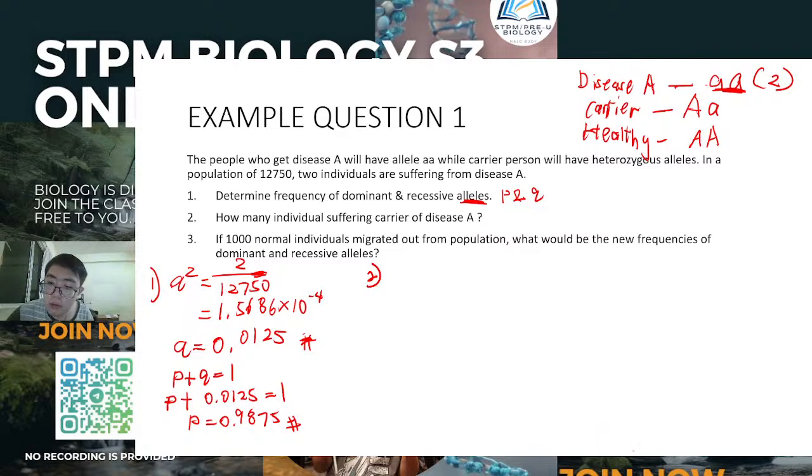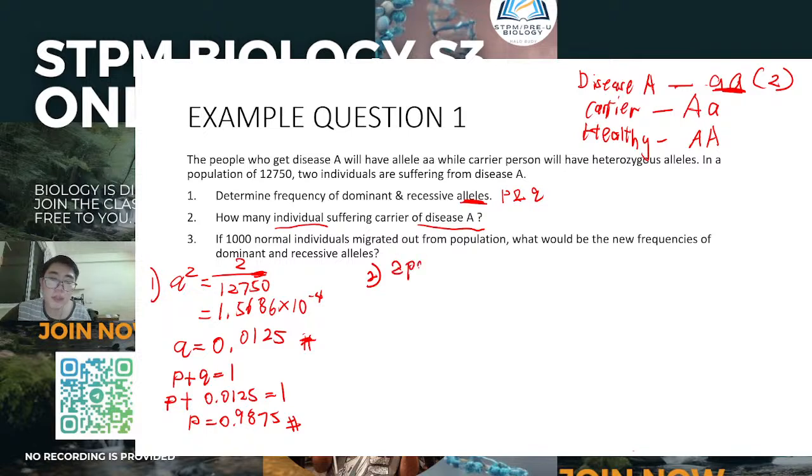If anyone wants to object, you can do so. Next: how many individuals are carriers of disease A? You need to calculate the number of people who are carriers, so you need to calculate the frequency first. The carrier is heterozygous, meaning 2PQ.